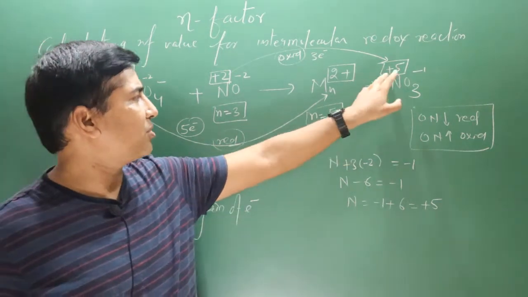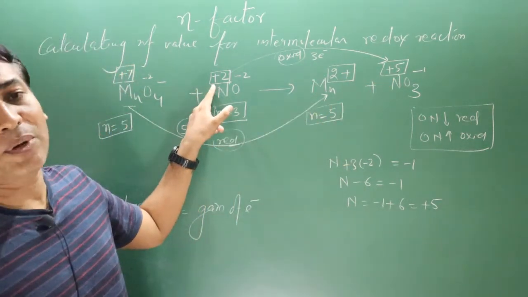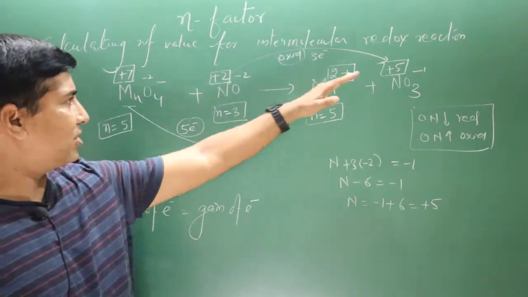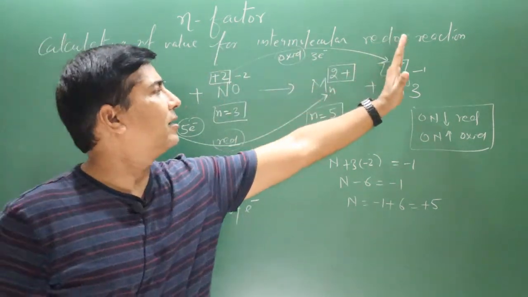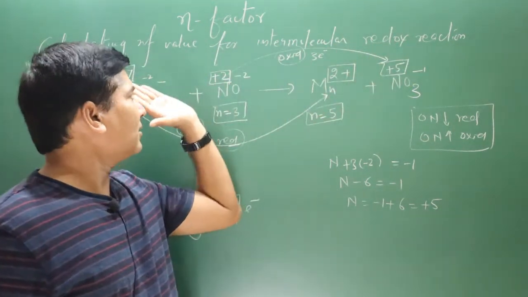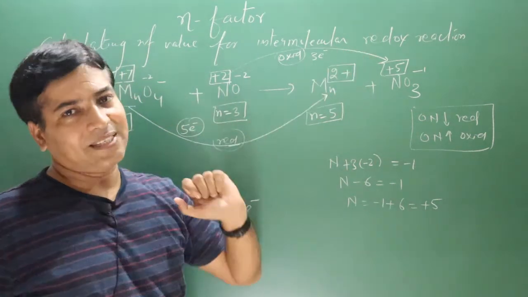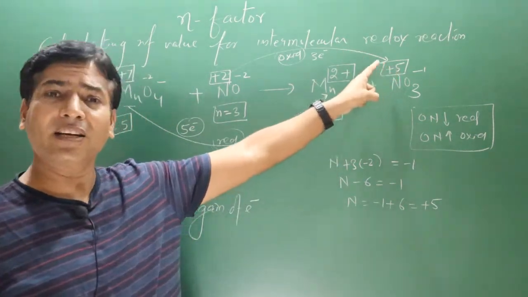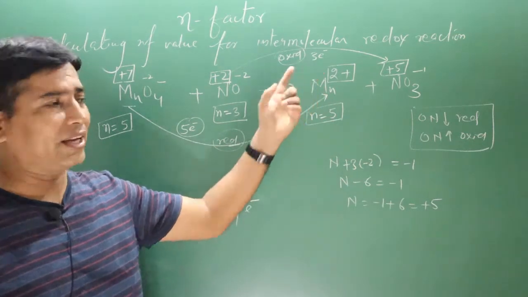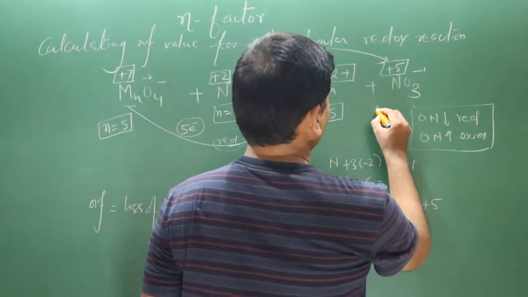Now we move on to the nitrate ion. Nitrogen is +5, and on the other side nitrogen is showing +2. A decrease in oxidation number means it shows a reduction reaction. Right to left is reduction, and left to right is oxidation. You can see the difference in oxidation number will always be 3 only. So in this case also the n factor value is 3.